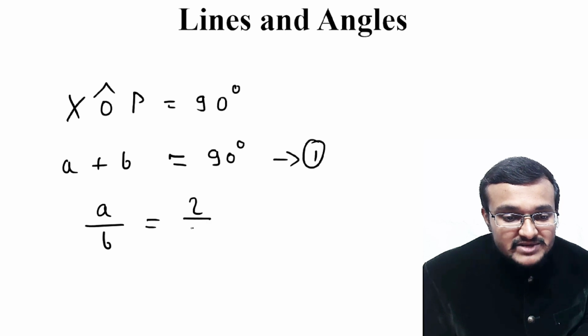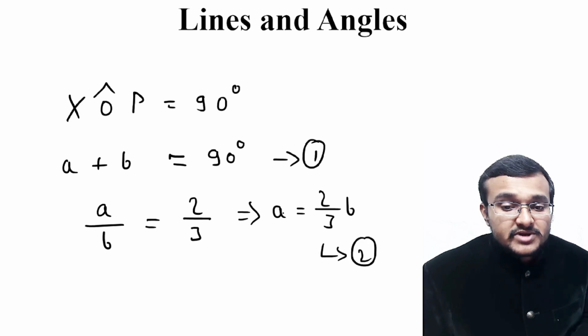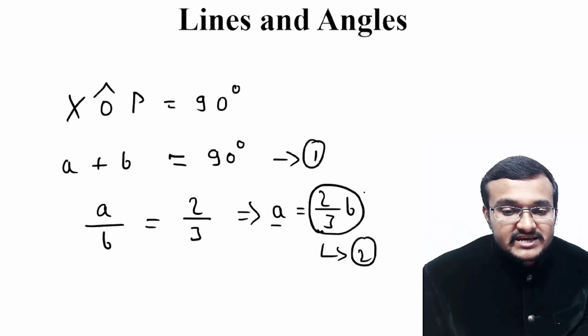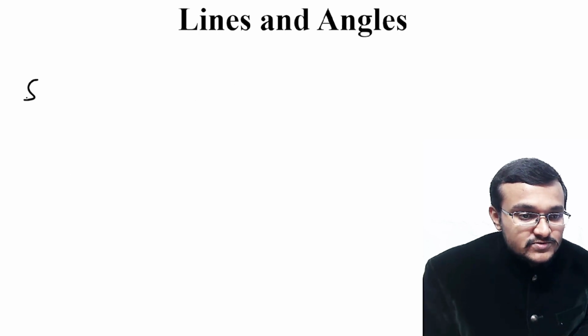So that means A by B will be equal to 2 by 3. So this you can write as A is equal to 2 by 3 B. So this you can consider as equation 2. So now in the place of A, you have 2 by 3 B. I'll write in the new slide.